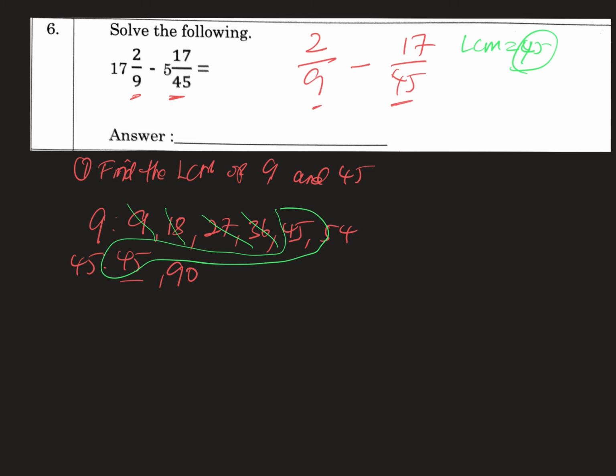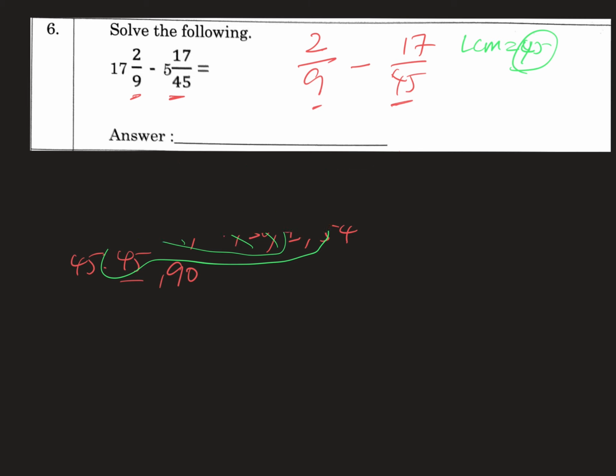Okay, now that we have the LCM, that is a magical number where if we make both fractions have the same exact denominator of 45, we will be able to subtract as normal. So that was step uno. You guys could write this down, by the way.